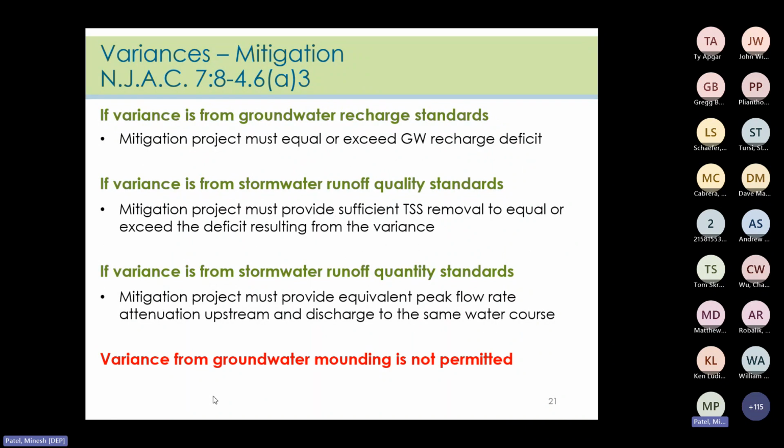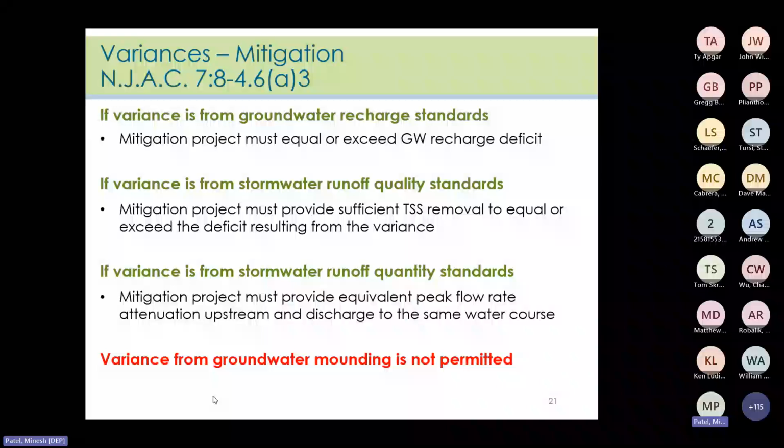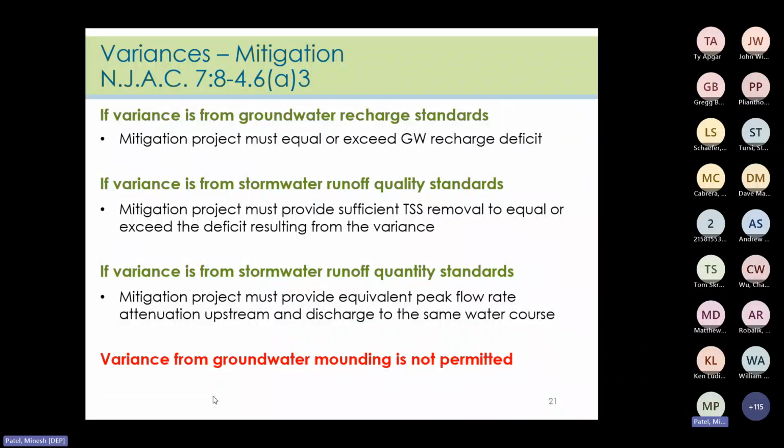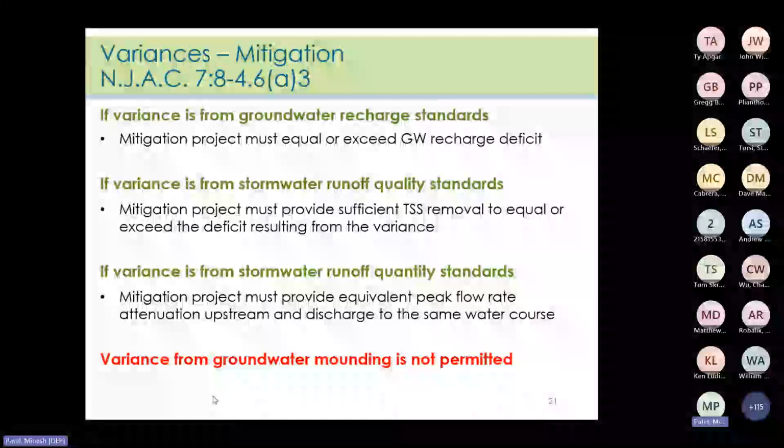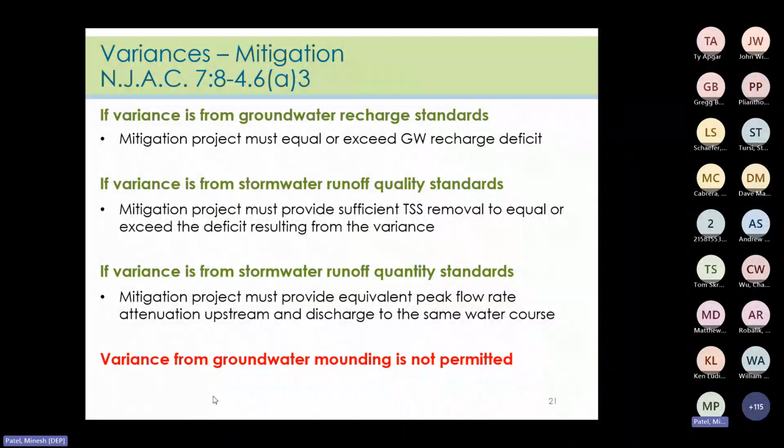Variances from the other standards are as shown on this slide. Note that there is no waiver or variance allowed for groundwater mounding. That's because the steps listed in Chapter 13 of the BMP manual make it very clear that if the selected BMP fails to pass the groundwater mounding analysis, another BMP must be selected and assessed, meaning that a whole redesign will be required.